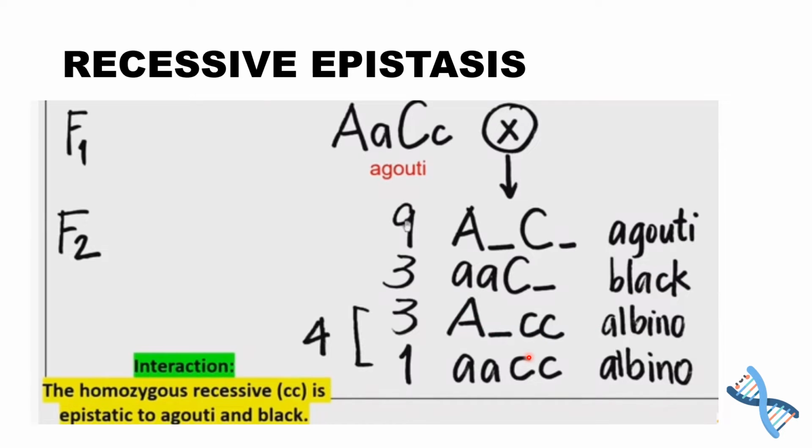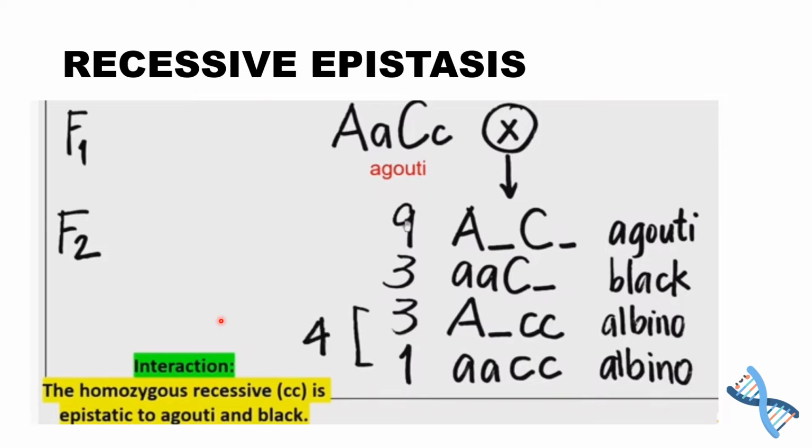Dito naman, meron rin siya nung presence nung homozygous recessive C. So, again, in recessive epistasis, it will mask the effect of the other gene. So, it will mask the effect of the recessive A, which dictates the color black. So, nagiging albino na lang siya. So, yun yung recessive epistasis. Yung interaction niya, the homozygous recessive is epistatic to the agouti and black.